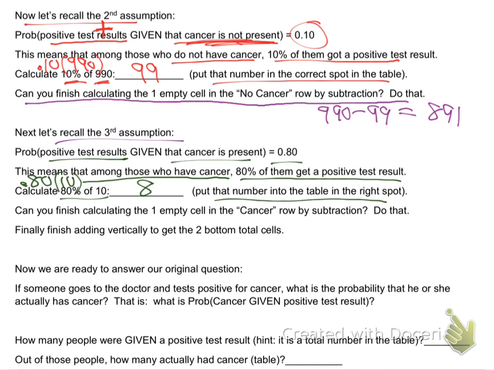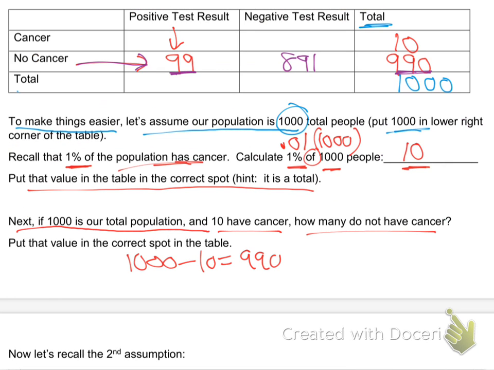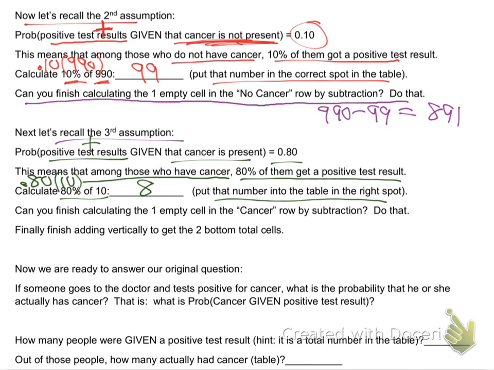So where's that 8 going to go? They got a positive test result and they have cancer. Upper left. Those 8. And if that's 8, 8 plus what is 10? 2. It's got to be 2 here because we already know the total's 10, which is the part they're saying here by subtraction, right? 10 minus 8 is 2.